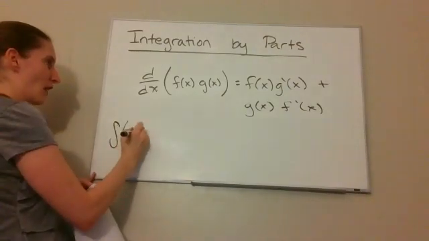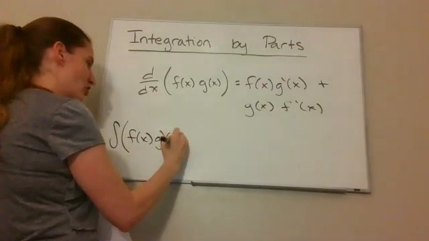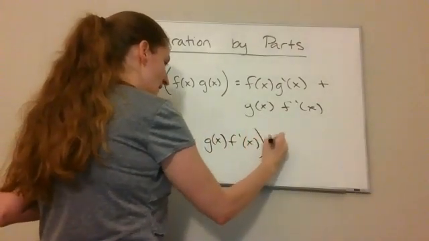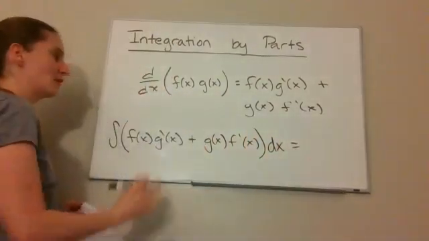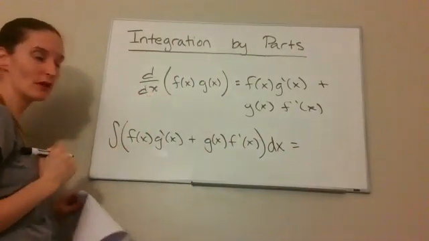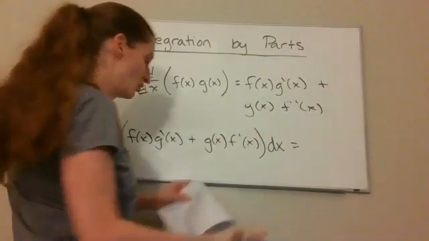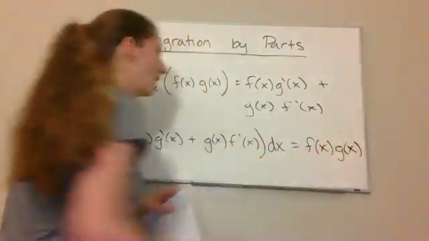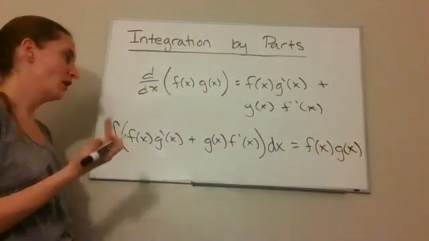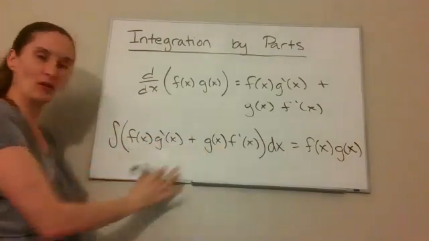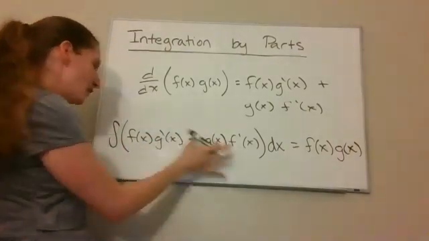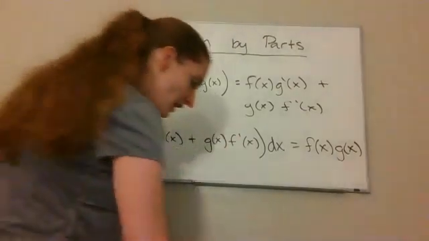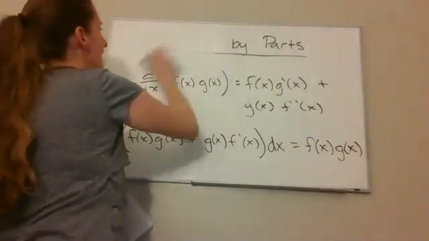So the integral of f times g prime plus g times f prime with respect to x will be equal to the integral of the derivative of the product. Well, we know that integrals and derivatives undo each other, so I just get f times g over on this right side. And now, since I know that an integral of a sum is the sum of the integrals, I can take one of these two integrals and move it to the other side of the equation. And then what we get from that is another formula.